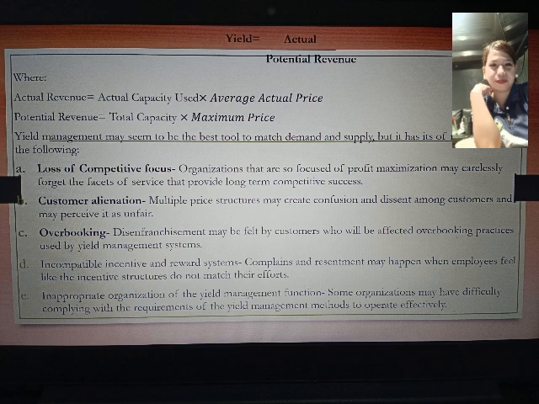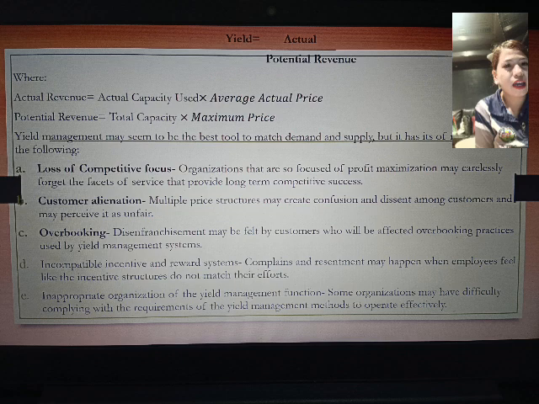So next is another risk, the customer alienation. So multiple price structures may create confusion and dissent among customers and may perceive it as unfair. So for this, siguro ito nga usa ka ano, paibay-bayaran presyo, so ganyan una, dito ang iba nga customer, mahal, tapos dili nagbarato, liwatera. So unfair itong talaga.